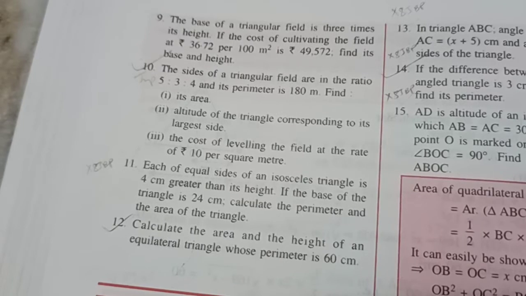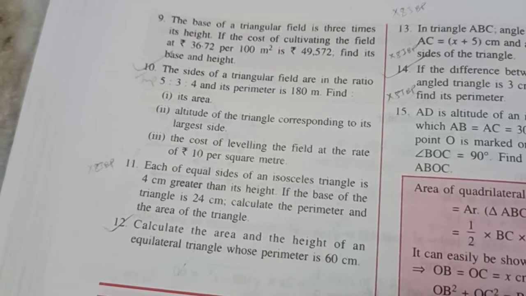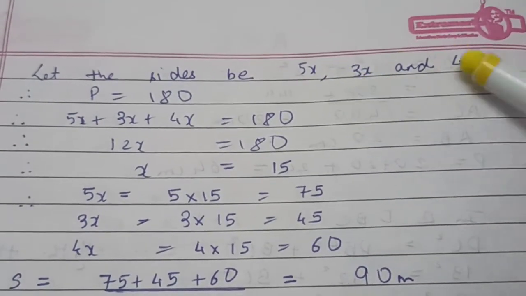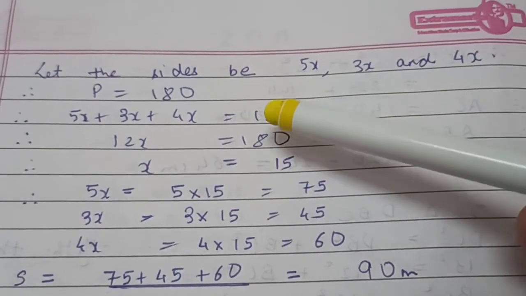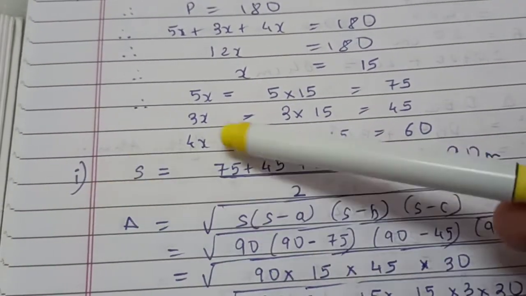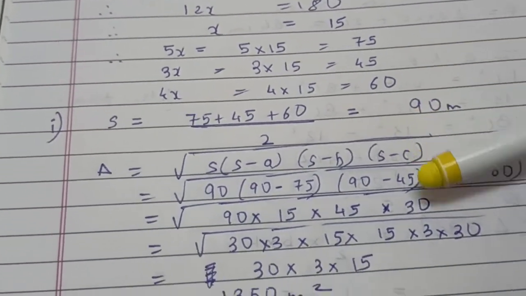In the 10th sum, again the ratio of the sides is given and the perimeter is given, so we know what is the first thing to do. We let the sides be 5x, 3x, 4x. Using the perimeter, we'll find the value of x and the 3 sides. They've asked us to find the area first of all. So find the semi-perimeter and find the area.